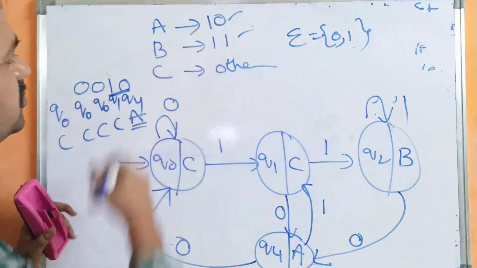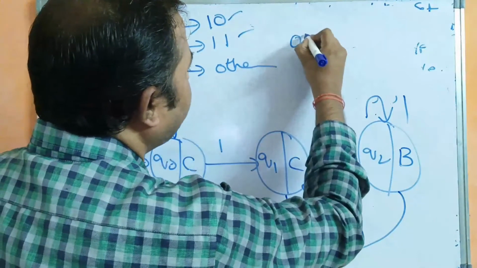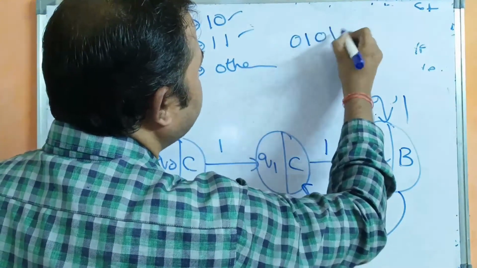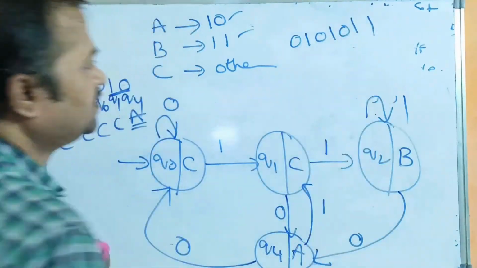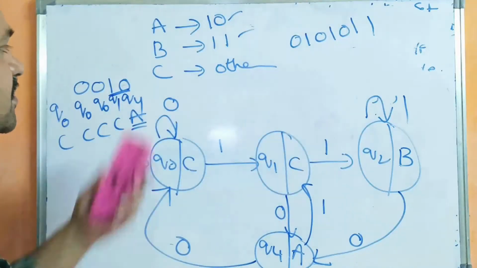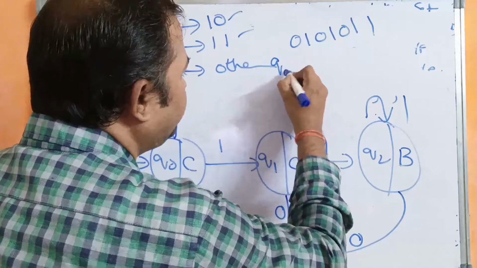Now let's take one more string which ends with 1, 1. Let me have a string like this, 0, 1, 0, 1, 0, 1, 1. Here the string is ending with 1, 1, so we have to produce B as the output. So initially we have to start at Q0.